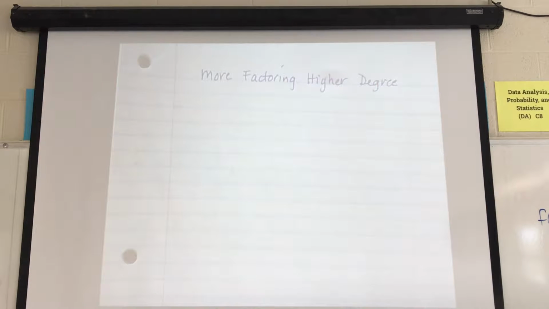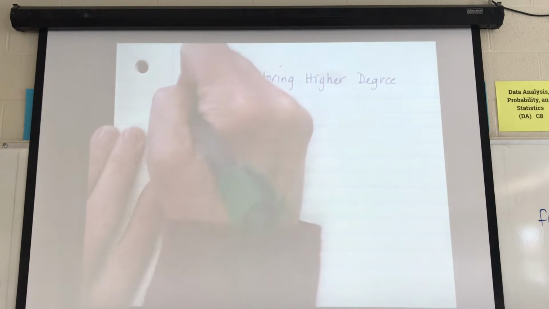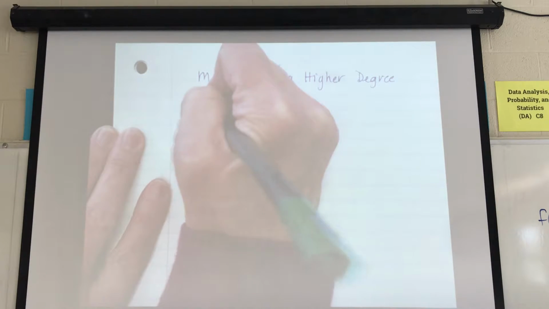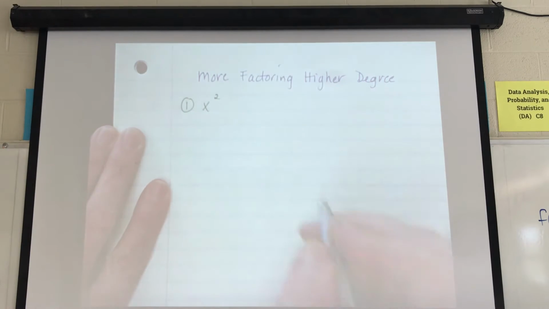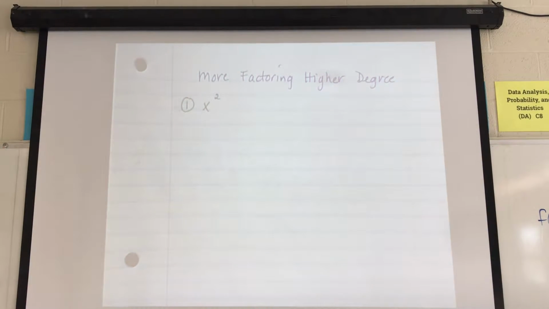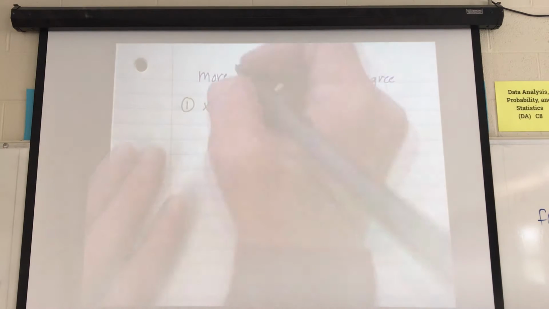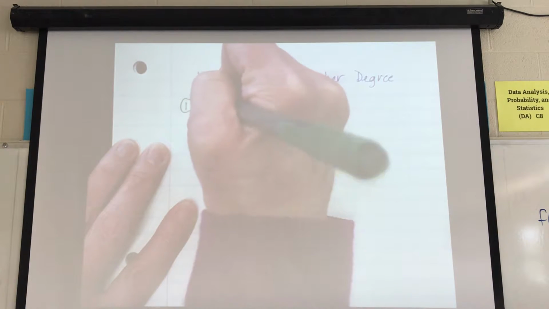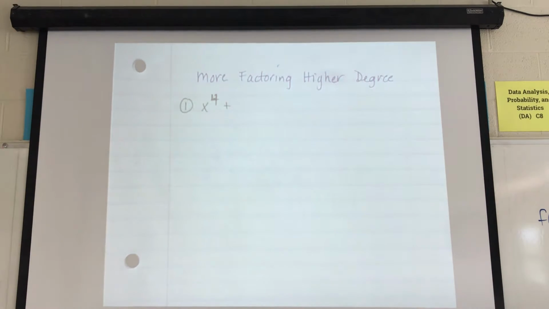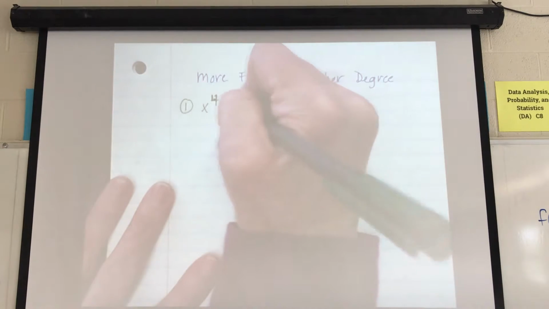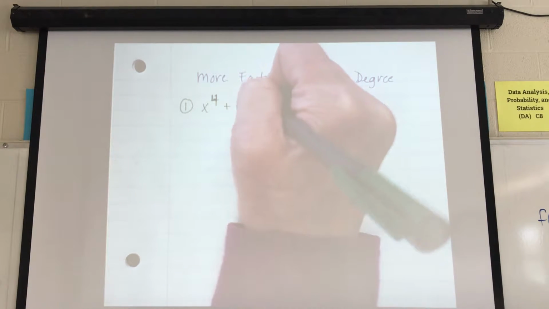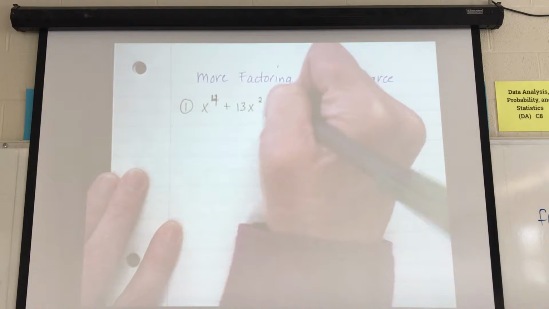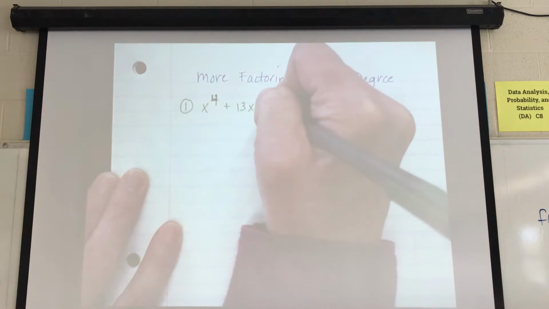For example, number 1. Let's go with x squared plus, oh, I'm going to make this x to the 4th. I already made a boo-boo. X to the 4th plus 13x squared plus 36 equals 0.